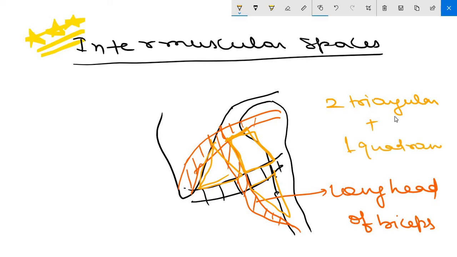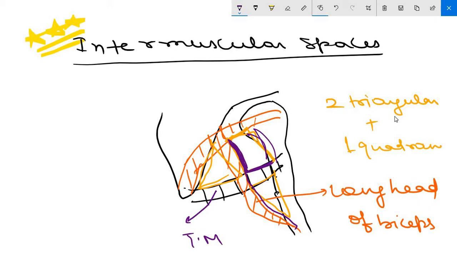Now coming to the discussion of these areas. First, the discussion of the boundaries; you can easily appreciate the boundary. First, the boundary of the quadrangular space. This space is known as the quadrangular space. Inferiorly it is bounded by the superior border of teres major. This muscle is the teres major muscle. Medially it is bounded by the lateral border of the long head of triceps brachii, because this is the triceps brachii muscle. Laterally it is bounded by the surgical neck of the humerus. These are the boundaries of the quadrangular space.